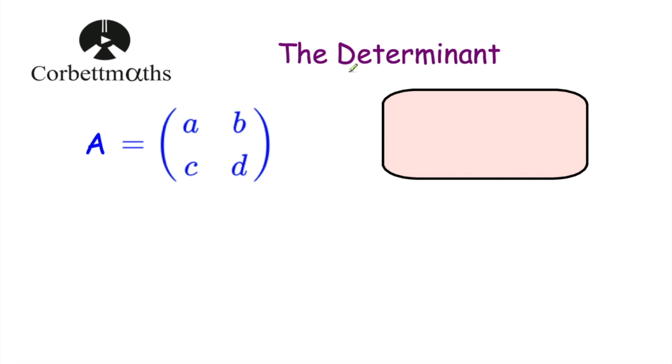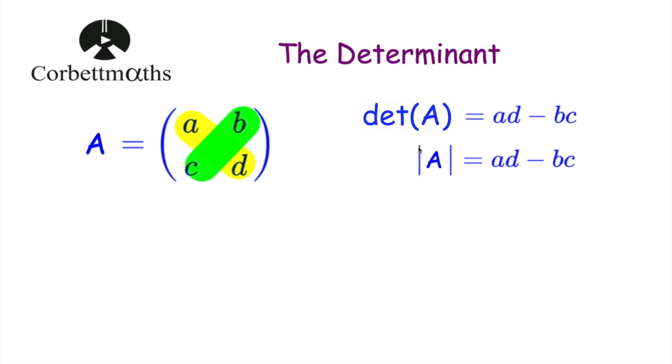In this video, we're going to look at how to find the determinant of a 2 by 2 matrix. So here we've got a 2 by 2 matrix, A, and it's got elements a, b, c, and d. To find the determinant of this matrix, we multiply a and d together, and subtract whatever we get when we multiply b and c together. So we do a times d, subtract b times c, or the product of a and d, subtract the product of b and c. So the determinant of A, det A, is equal to ad minus bc.